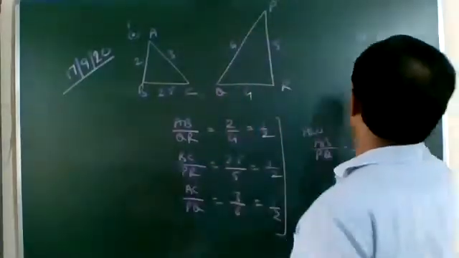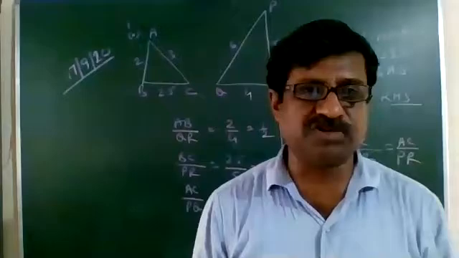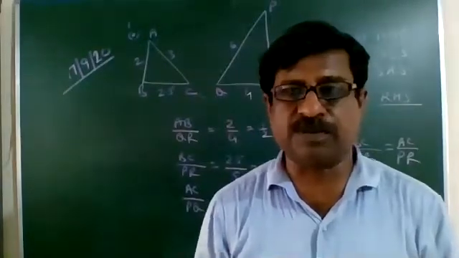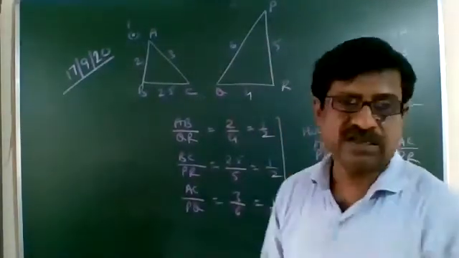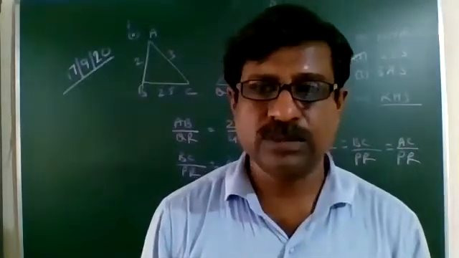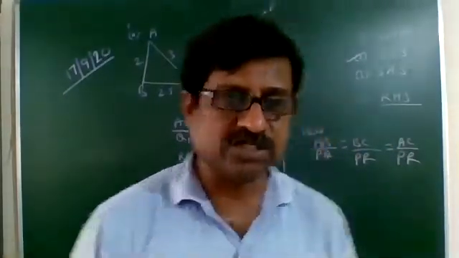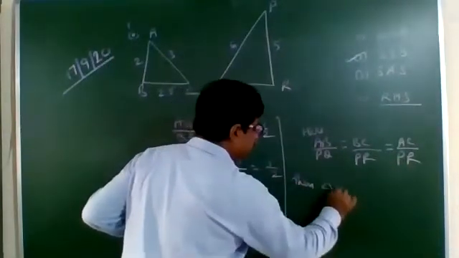Therefore, the triangles will be similar because the ratios of all three sides of one triangle are in proportion with the three sides of another triangle, and the property I use is SSS, side, side, side. The ratio of the sides is the same, 1 by 2, 1 by 2, 1 by 2. The triangles are similar, you understood. But the naming of the triangle is important.